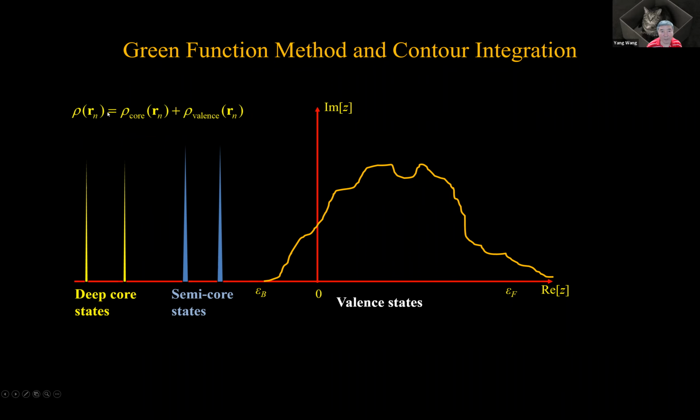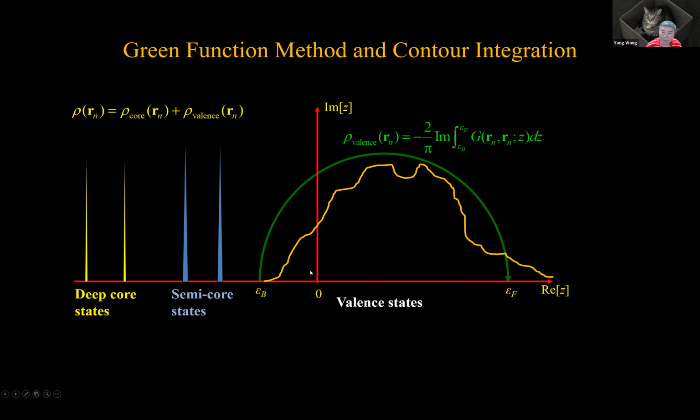Valence charge density, we add them together to get the total charge density. That's what we calculate. For the valence charge density, a general way we do that, especially in the muffin-tin approximation, is we draw a contour so that we can integrate the Green function along the contour to calculate the valence density. That's how we do it.